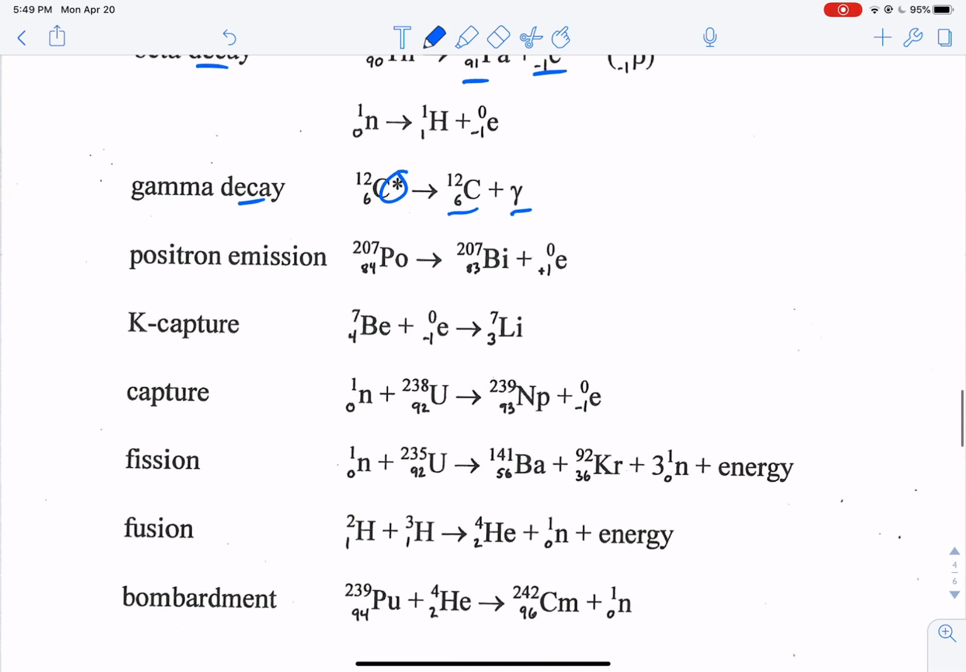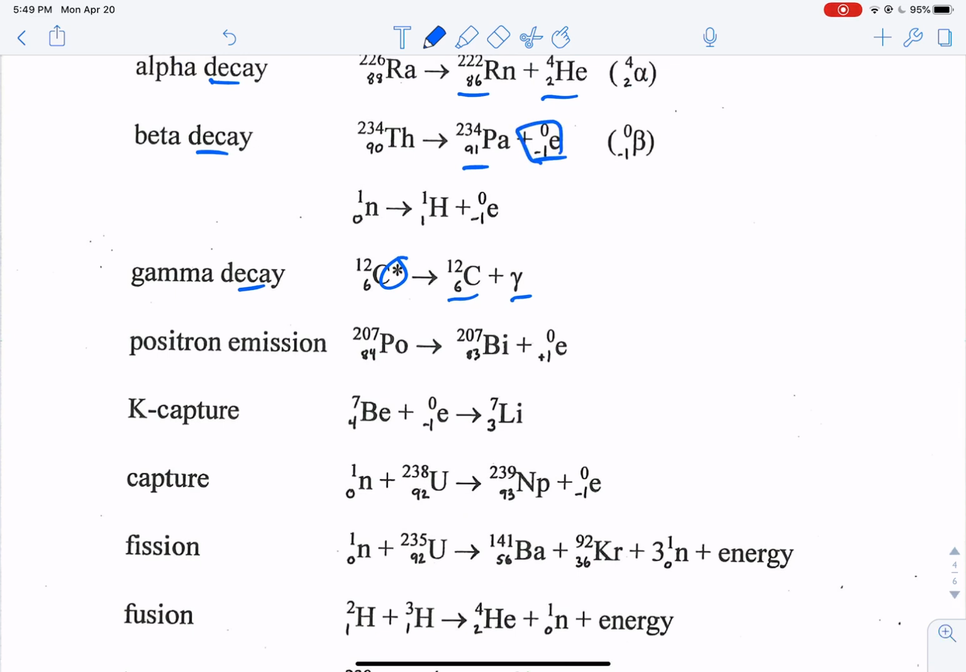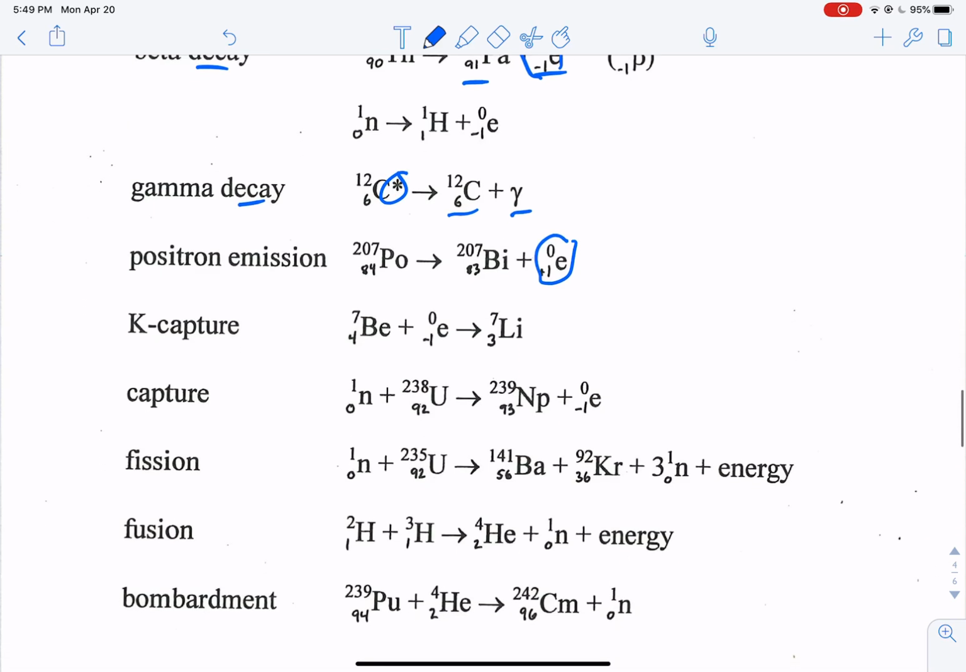You can also have, besides emitting a beta particle like this, you can emit its antiparticle, a positron. K capture refers to the opposite of beta emission, where you absorb a beta particle instead of lose it. And it's called K because way back when, this electron in the outer shell was called the K electron.